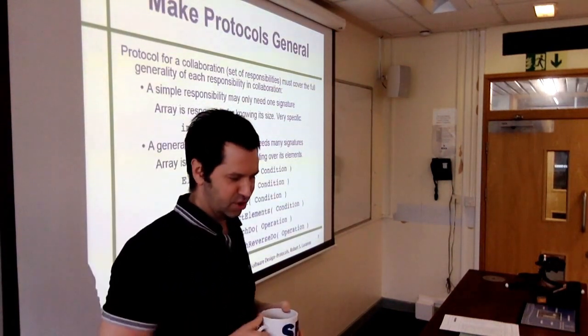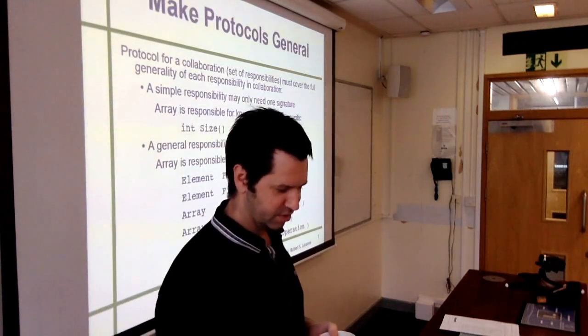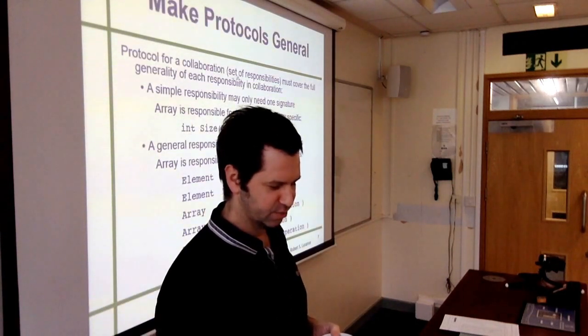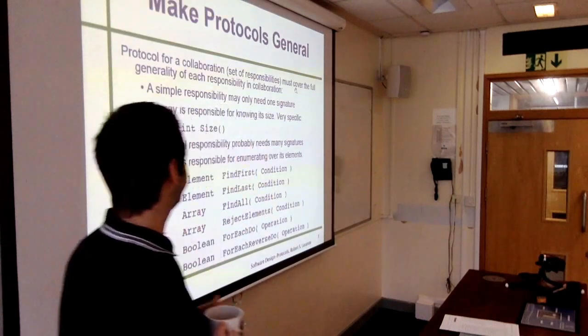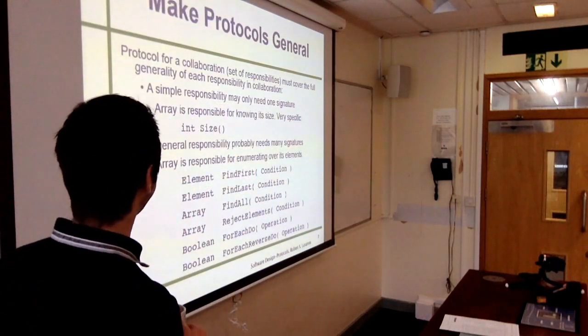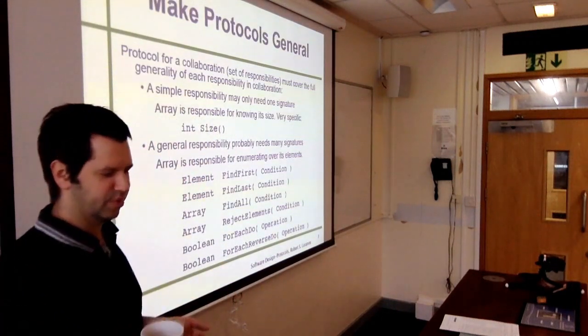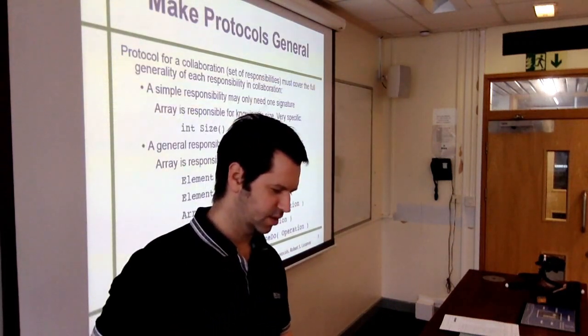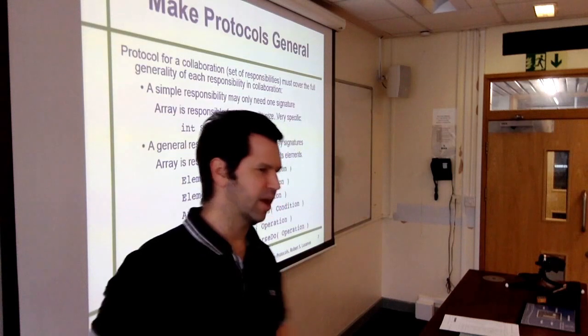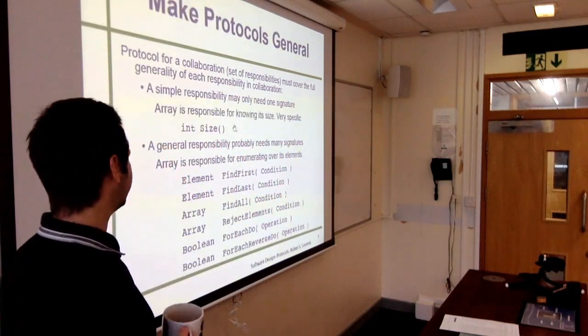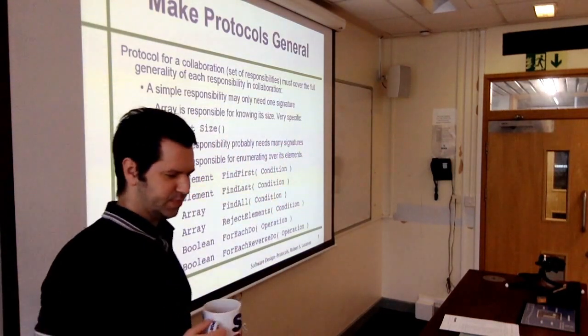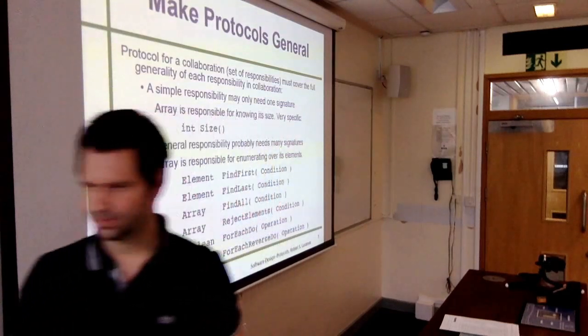So a protocol for each collaboration must cover the full generality of each responsibility in the collaboration. Say that 10 times fast. So an array is responsible for knowing its size. So this is what a protocol for an array might look like, the array class. It's very specific.